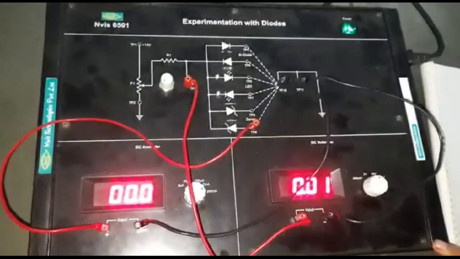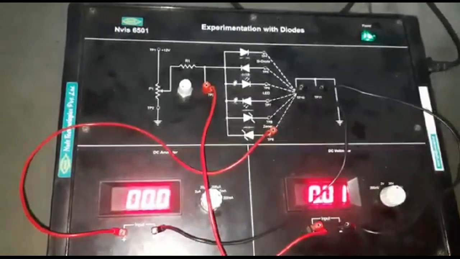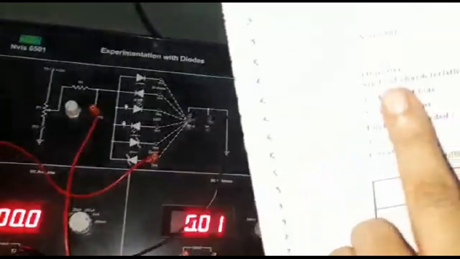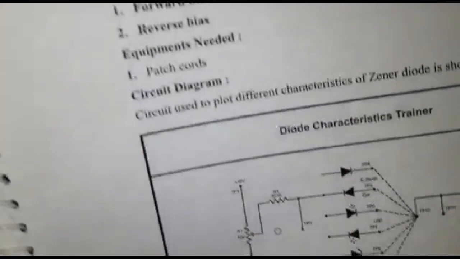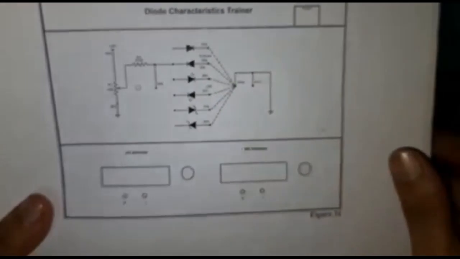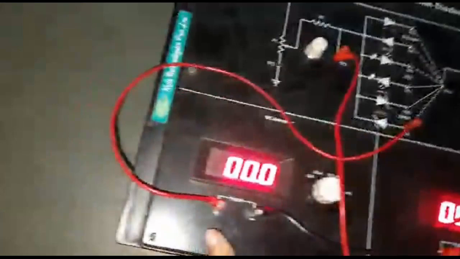Hello students, good morning. Today we will perform an experiment on Zener diode. The object of this experiment is to study the characteristic of Zener diode, forward characteristic and reverse characteristic. Equipment needed: patch cord. This is the circuit diagram used for drawing different characteristics of Zener diode, and this is the connection for Zener diode.